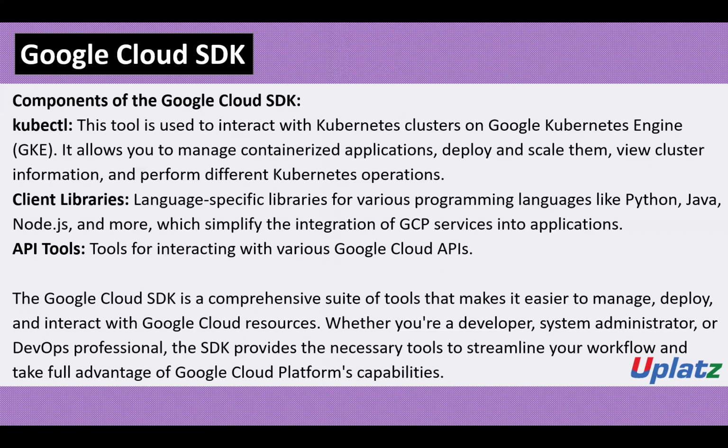The next important component of Google Cloud SDK is client libraries. These are language specific libraries for various programming languages like Python, Java, Node.js, and more, which simplify the integration of GCP services into applications. And the next component is API tools, which are tools for interacting with the various Google Cloud APIs.